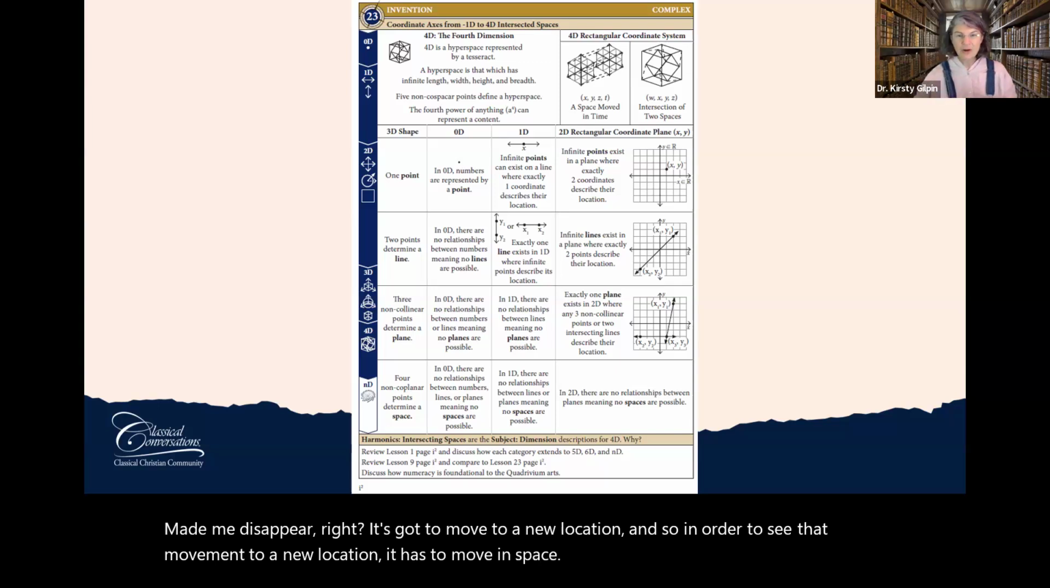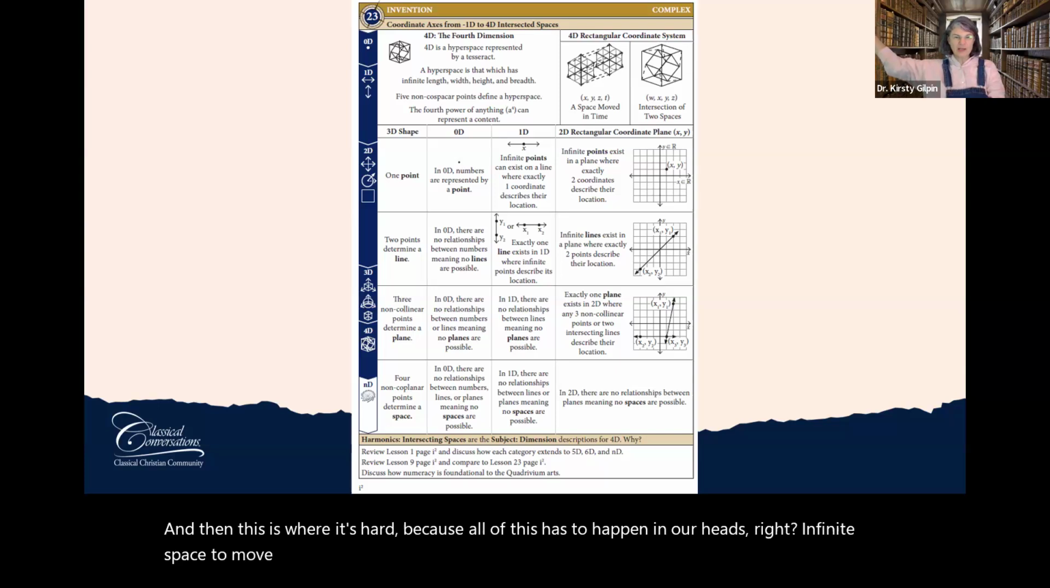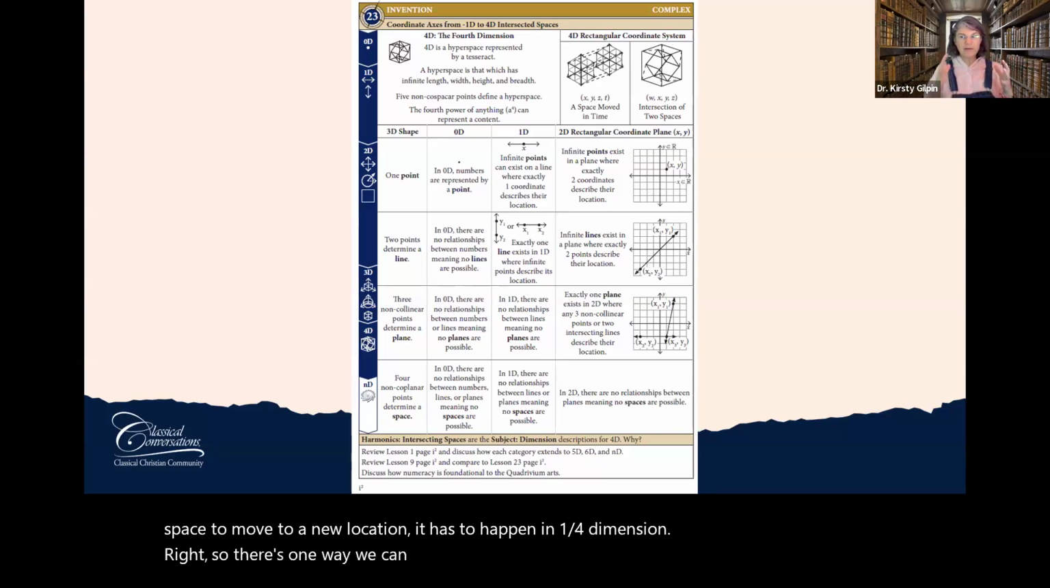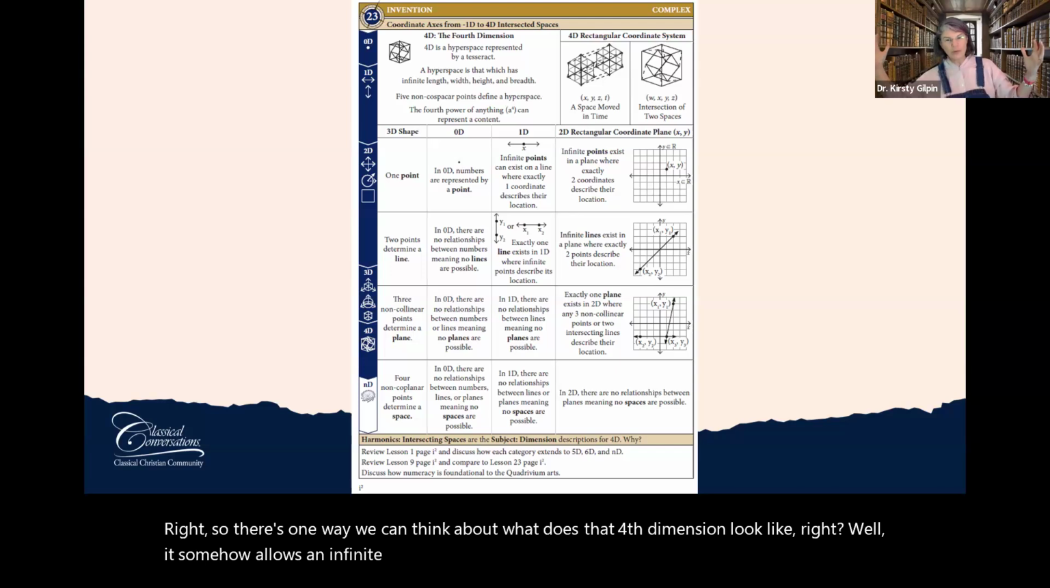And this is where it's hard, because all of this has to happen in our heads, right? Infinite space to move to a new location. It has to happen in a fourth dimension, right? So there's one way we can think about what that fourth dimension looks like. Well, it somehow allows an infinite space to move to a new location.